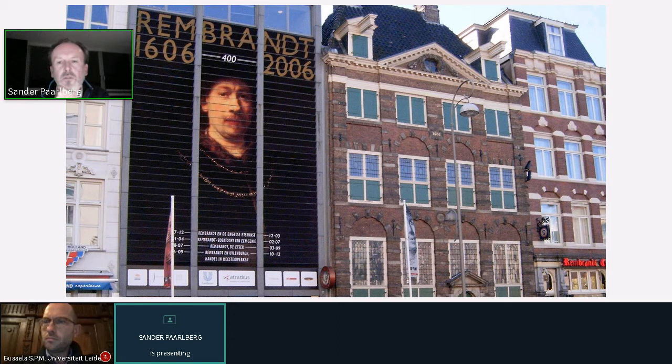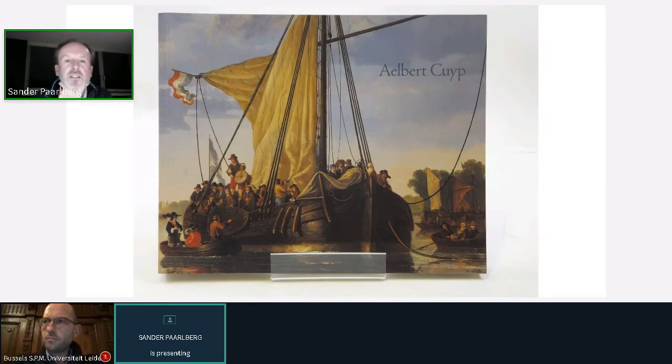But that was only a few years after the large Aelbert Cuyp exhibition that took place in Washington, London, and Amsterdam. This is the catalogue. This was the initiative of Arthur Wheelock, the curator of the National Gallery in Washington. And this was a large retrospective monographic exhibition about Aelbert Cuyp, showing some 45 paintings by Aelbert Cuyp and also many drawings.